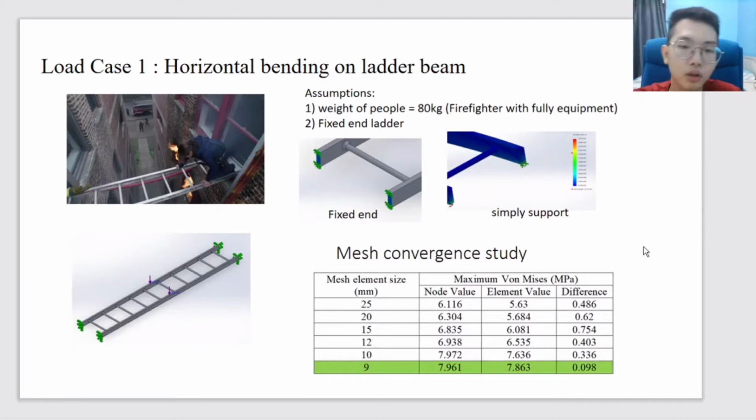After we have the load point and boundary conditions, we do the mesh convergence study. We adjust the mesh element size to get almost similar nodal value and element value for the maximum von Mises stress. For this case we will use a mesh element size of 9 mm because it gives almost similar nodal value and element value.